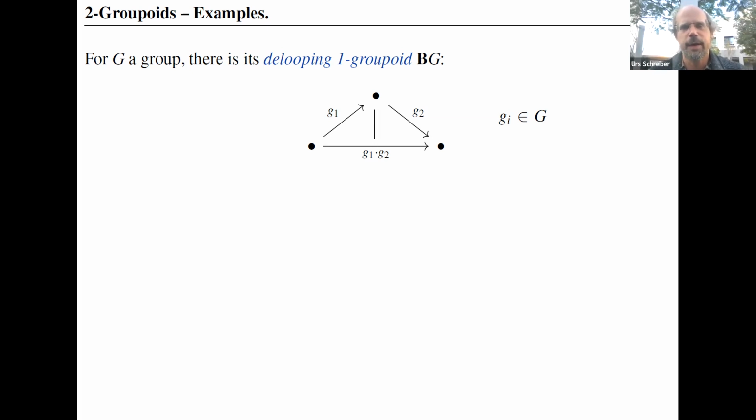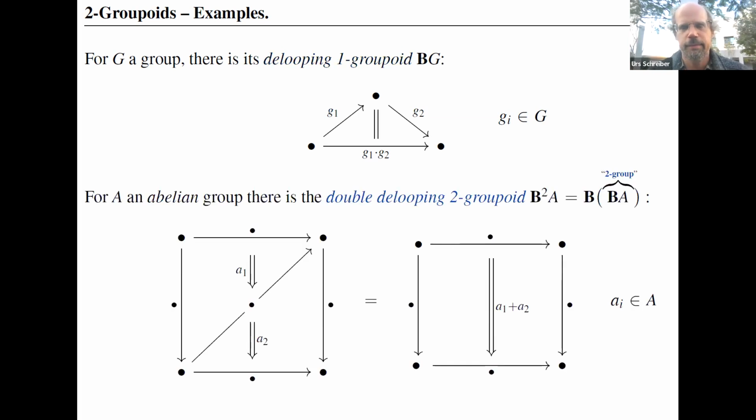So if one is labeled g1, the other is g2, then their composite is g1 times g2 done in that group. And that will give us such a two-cell in our two-groupoid, which, since it's just the identity two-cell, might then just be called a one-groupoid, even though it's a special case of a two-groupoid. If our group is abelian, in which case I'm going to denote it by A.